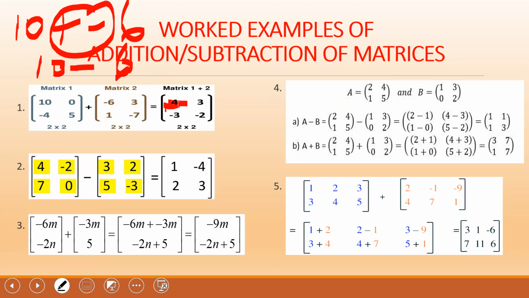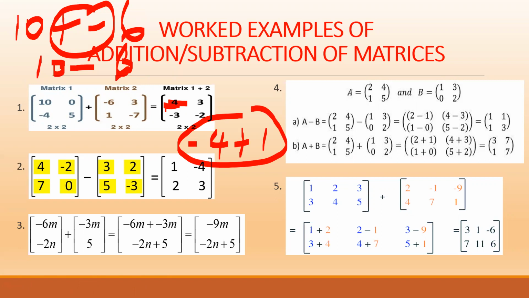Okay, guys? Now the next one is 0 plus 3. So 0 plus 3, that's 3, right? And -4 plus 1, guys. Signs are different, so we're going to subtract and keep the sign of the bigger. So 1 from 4 is 3, so that's going to be a -3. That's how they get that -3 there.